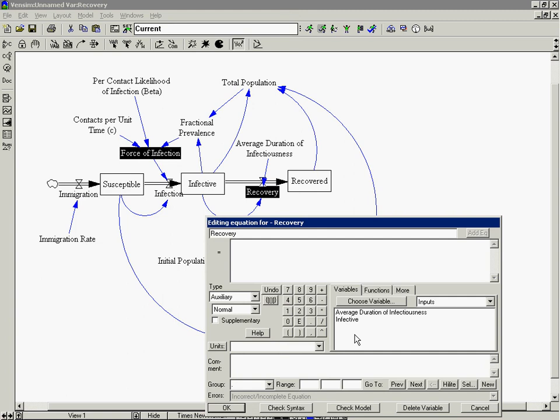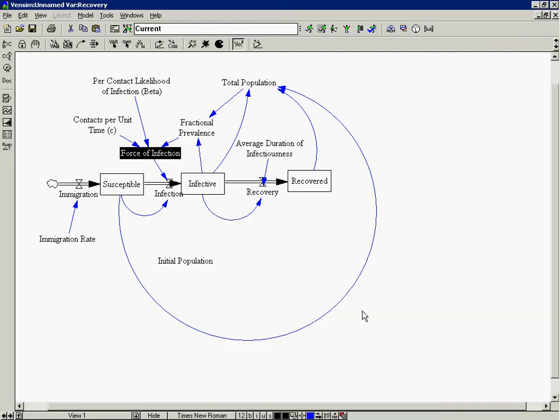I said you could phrase it either way, and that's because, ladies and gentlemen, with a first order delay, the chance per unit time is 1 over the average time in that stock. Or put another way, the average time in that stock is 1 over the chance per unit time of leaving it. Got that? You can do that back. So it's number of infectives divided by average duration of infectiousness. Does anyone have any question about that? Does that make sense?